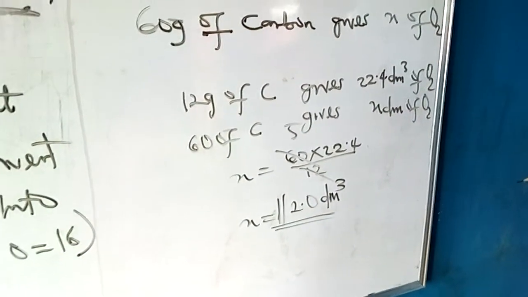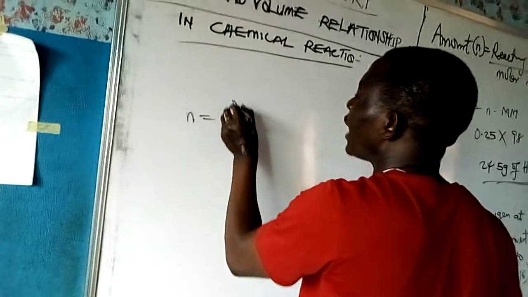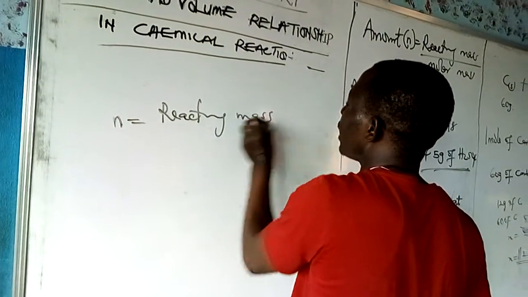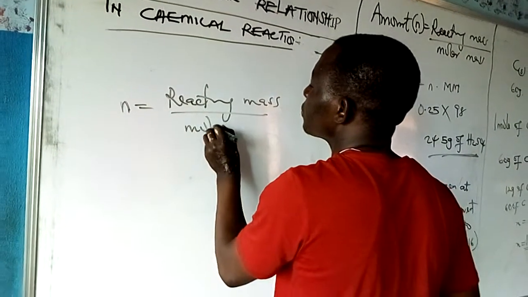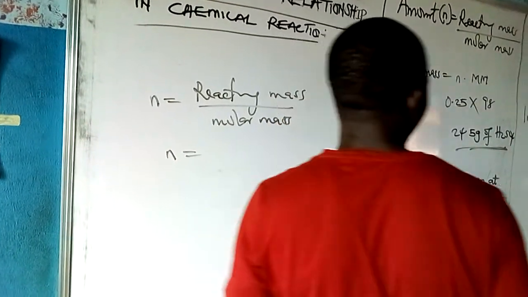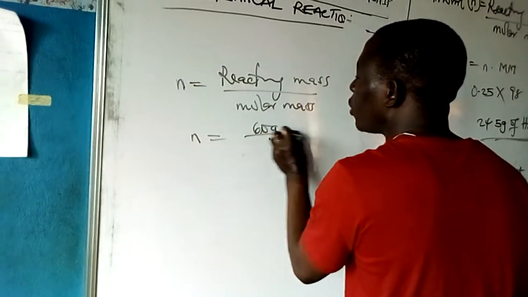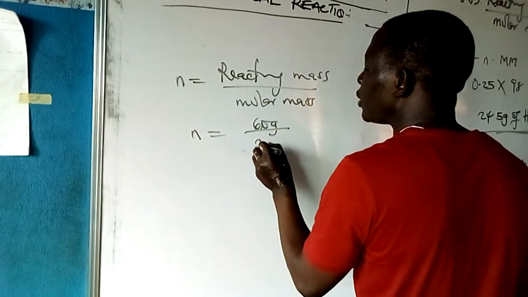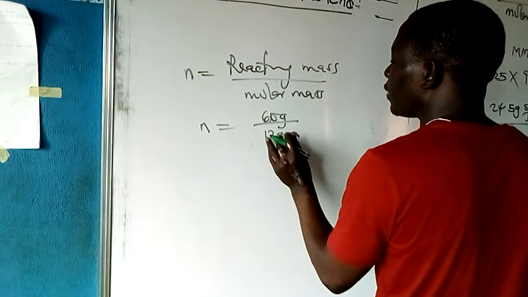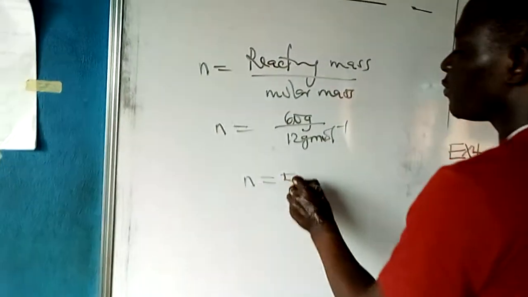If you want to use another method, how can you solve it? Let's see. Number of mole, which is amount, equals reacting mass all over molar mass. So number of mole equals what's our reacting mass? Our reacting mass given in the question is 60 grams, all over 12 grams per mole. So that gives us n equals 5 mole.